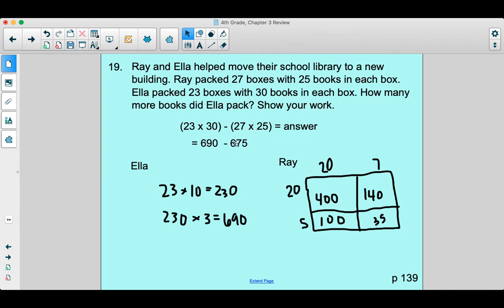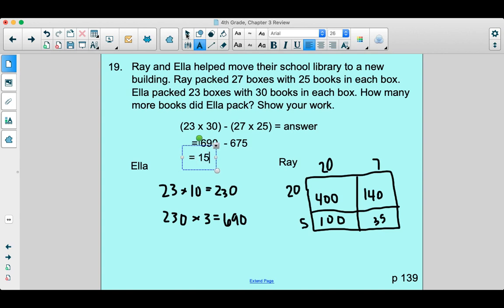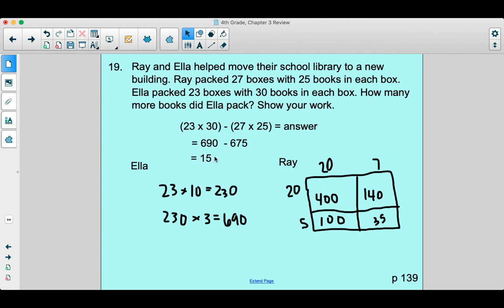So we're going to now do 690 minus 675. And I know, well, I actually know 75 plus 10 is 85, plus 5 more is 90. So 690 minus 675 has got to be 15. So Ella wins with book packing by 15 books.